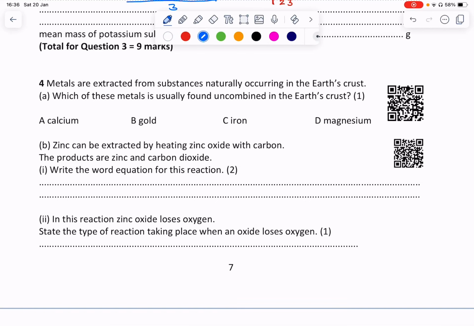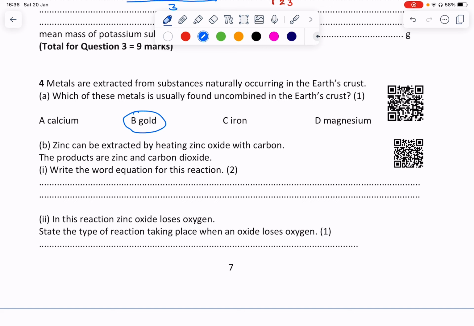Okay, so metals can be extracted. That means removed from the earth. Which of these metals is usually found uncombined? So to know which one is uncombined, we need to know which one of these is the least reactive. And the least reactive in this list is gold. So gold is found just as gold on the earth, and we don't have to extract it at all.